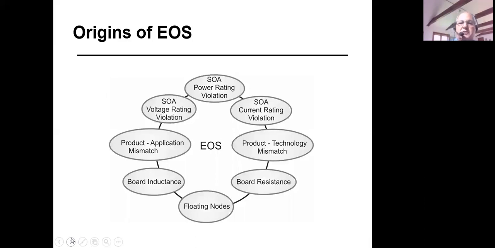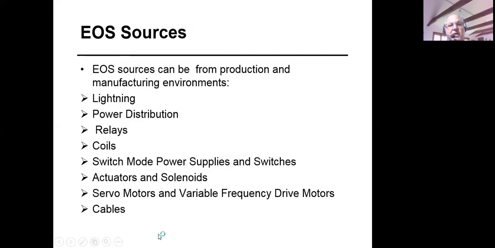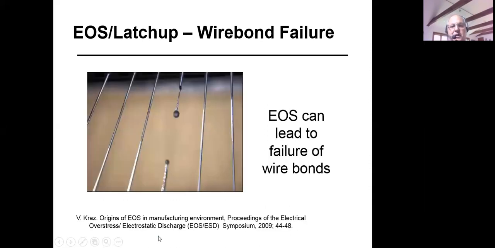What are some of the origins of electrical overstress? Voltage SOA, voltage rating violation, power rating, or current, because as we just showed a couple minutes ago. But EOS can also occur due to product application mismatch, product technology mismatch, board inductance, board resistance, and floating nodes. EOS can be from productions, lightning, power, relays, coils, actuators, any kind of electronic equipment.